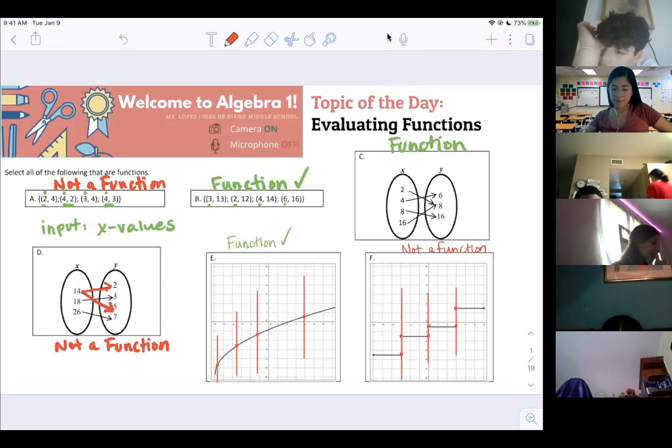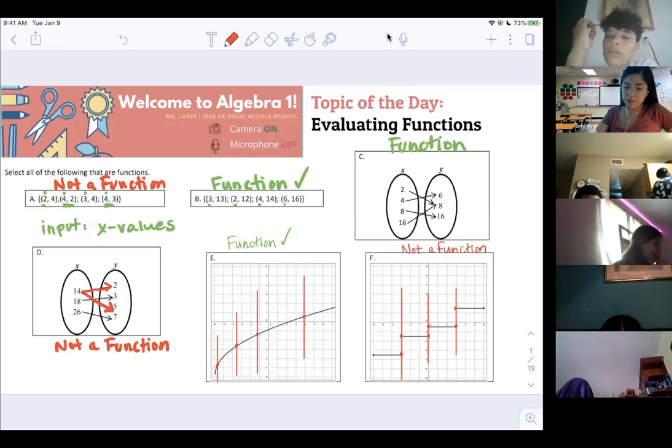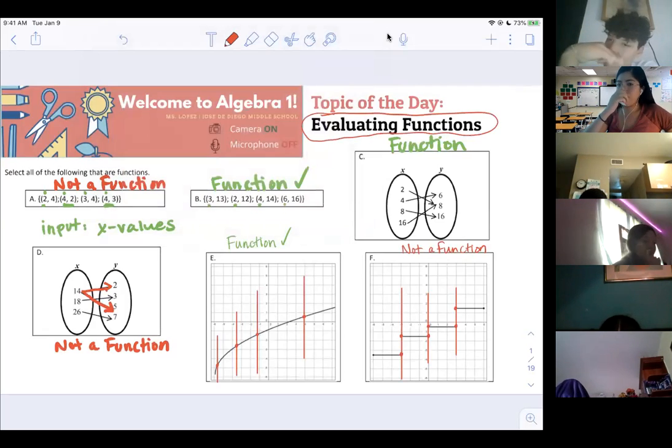Thank you very much. All right, so let's go ahead and look at today's topic of the day. Today we're still looking at functions, and we're going to be evaluating functions. Now that we know what a function is, we can evaluate a function.